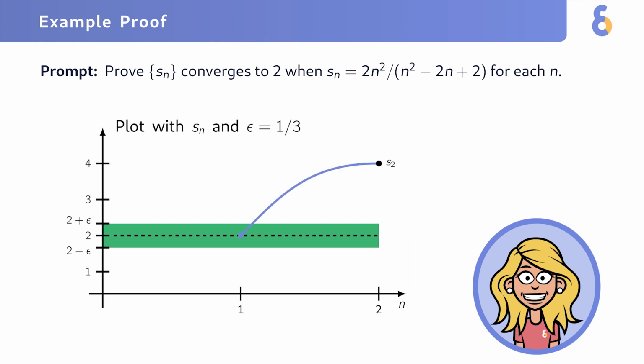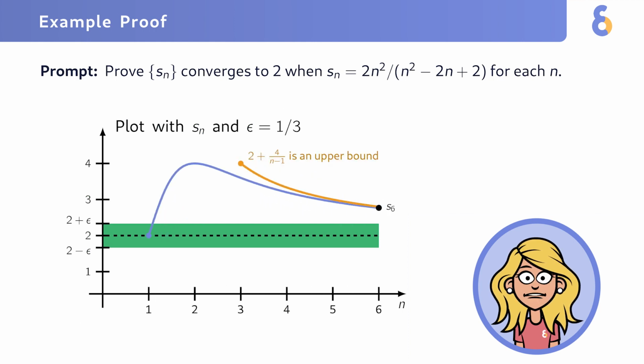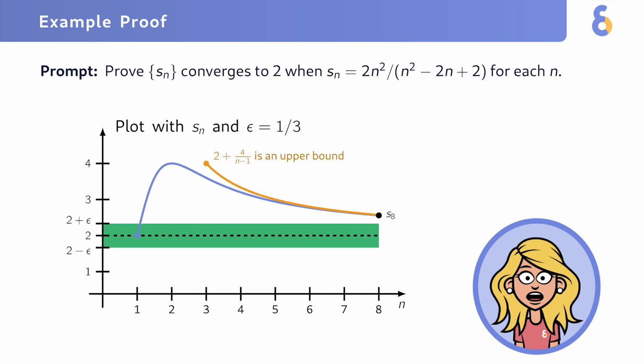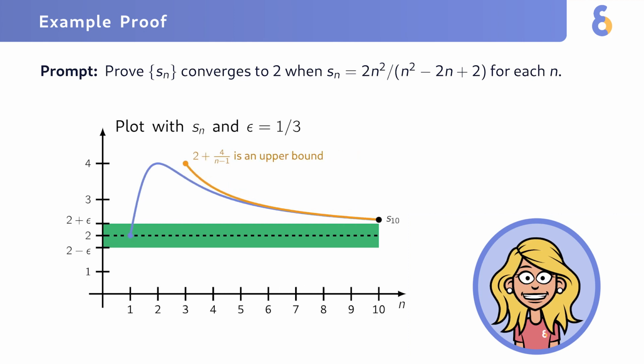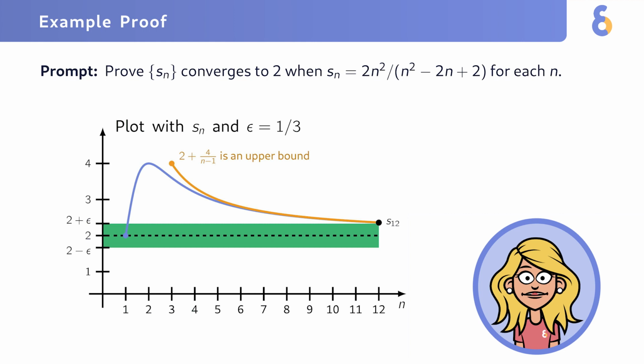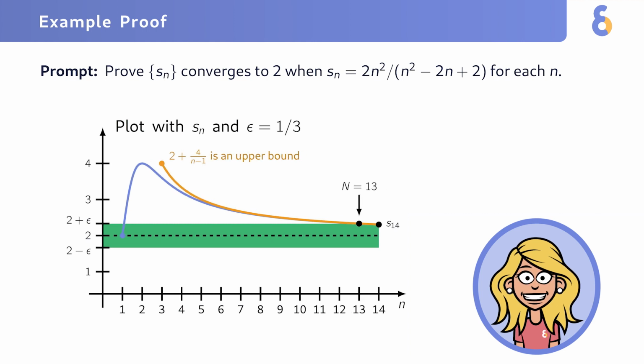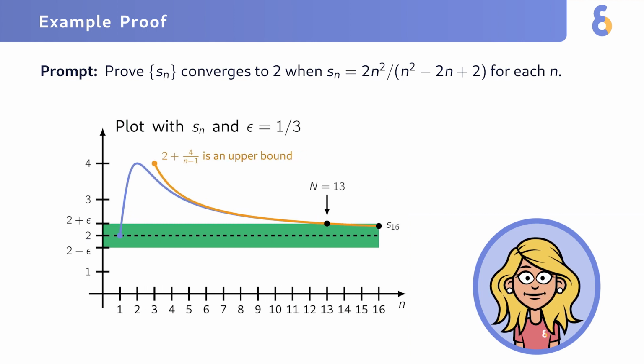Let's visualize our argument, say with epsilon equal to 1/3. We make a plot like before, but this time we add a plot of the bound 2 plus 4 over n minus 1, and see that Sn is always between 2 and our bound. Here we can pick big N to be 13.